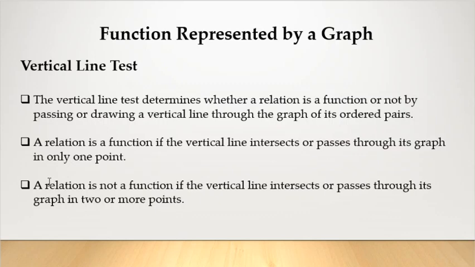Next, the third representation, function represented by a graph. So, malalaman natin na ang graph ay function or not using the vertical line test. So, the vertical line test determines whether a relation is a function or not by passing or drawing a vertical line through the graph of its ordered pairs. A relation is a function if the vertical line intersects or passes through its graph in only one point. A relation is not a function if the vertical line intersects or passes through its graph in two or more points. So these are the examples.